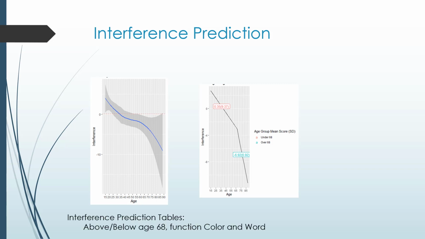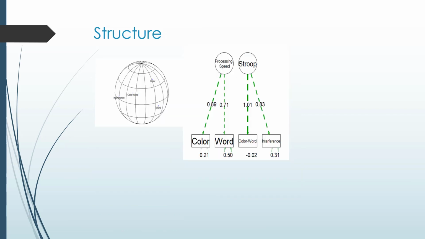And from that, we constructed interference prediction tables, ones that were above or equal to, or below age 68, and then consult that table based on the person's age, and then using their color and word scores, generate a predicted score. All of those residuals then correspond to different t-scores.